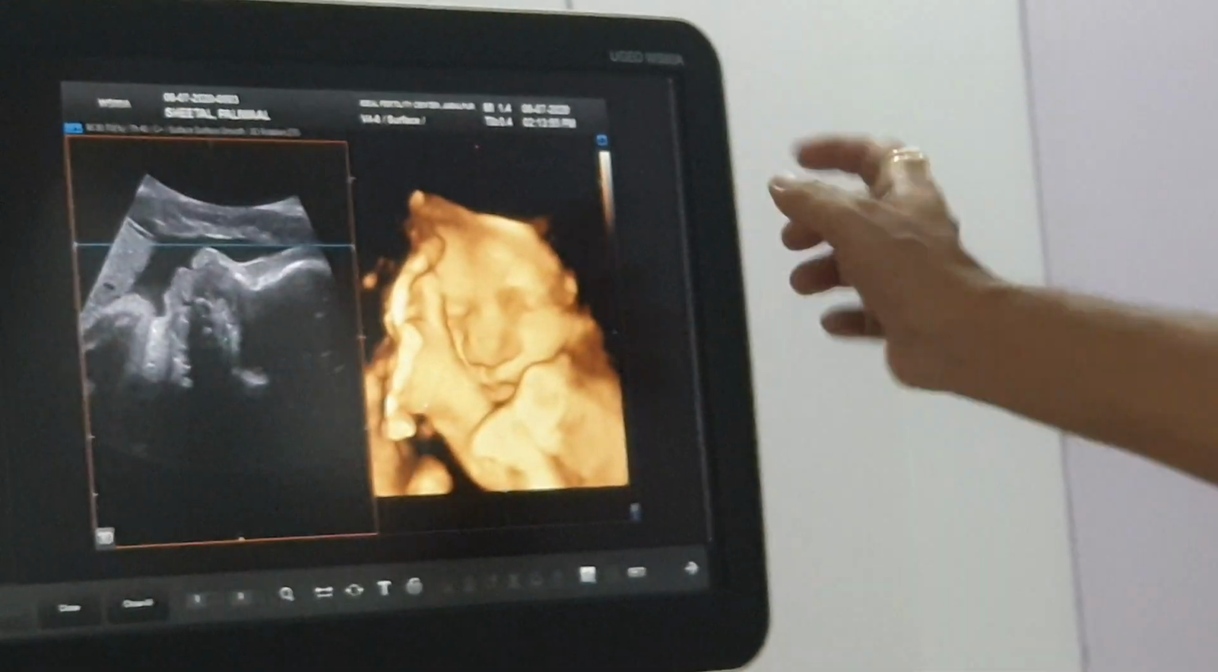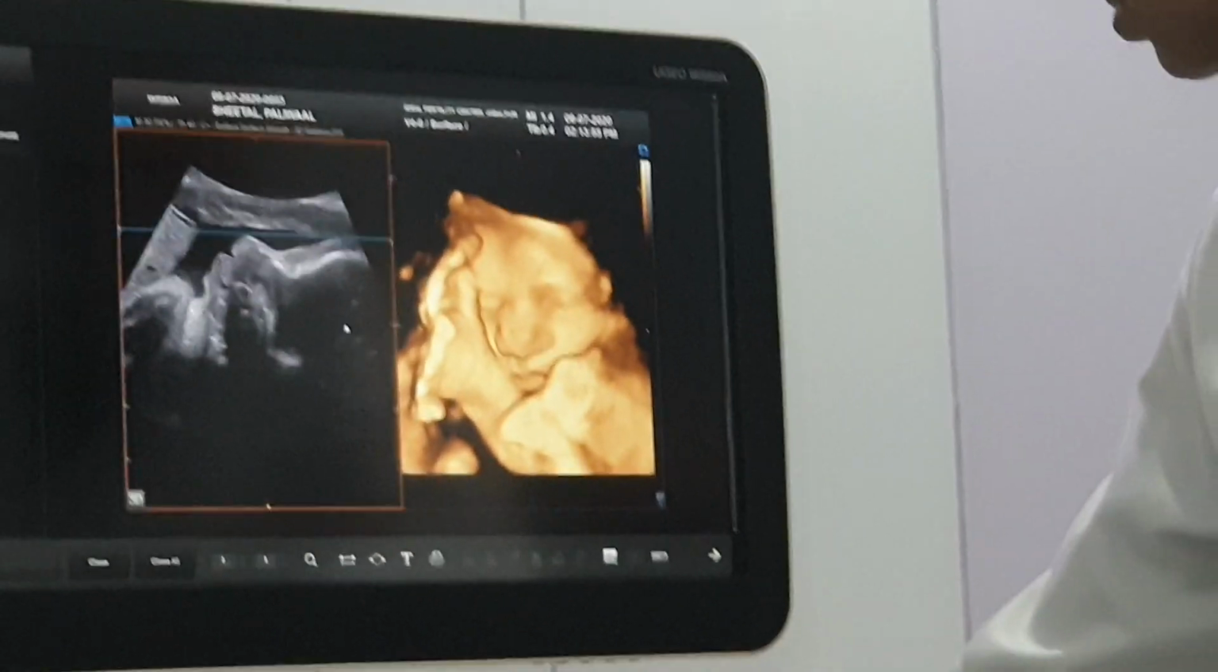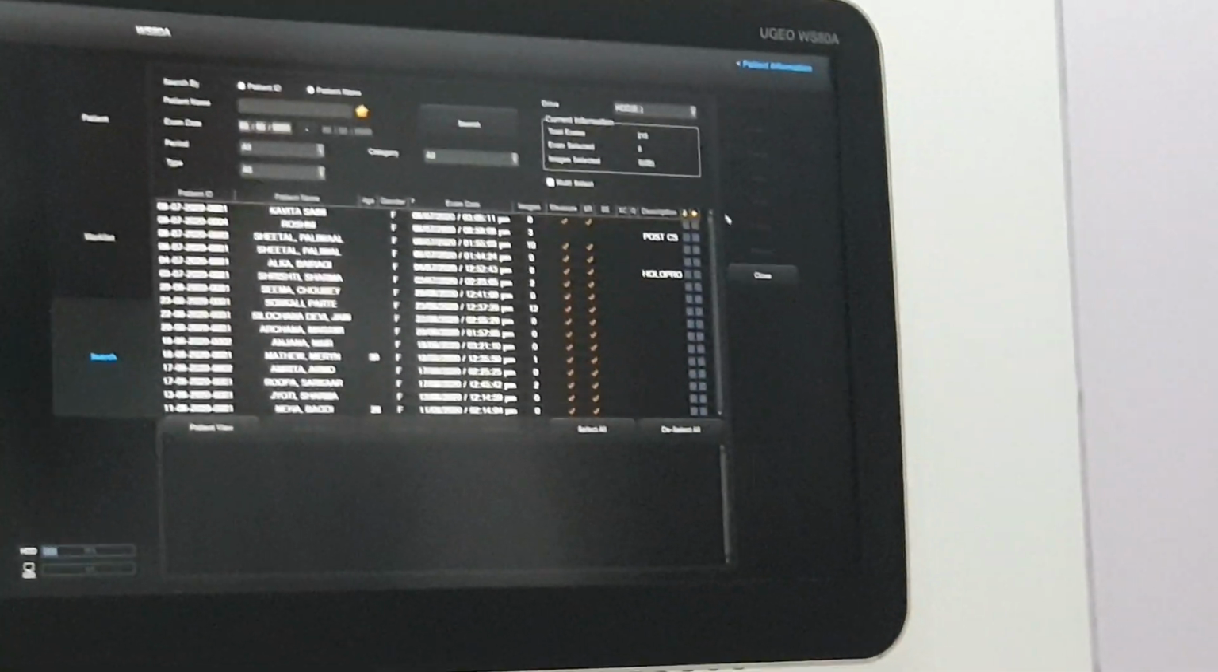This is one of the 3D images I just did. So I will go into search. When was the scan done? 17/11/18. Just excuse me, I will show you the image.